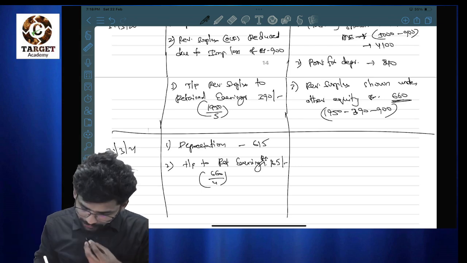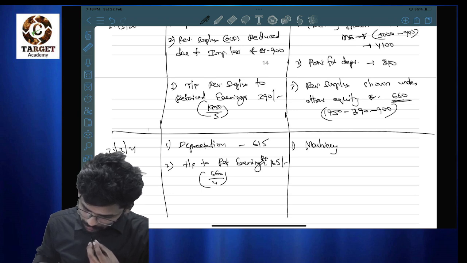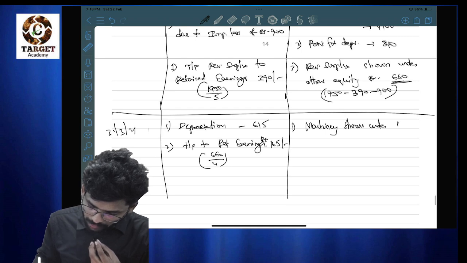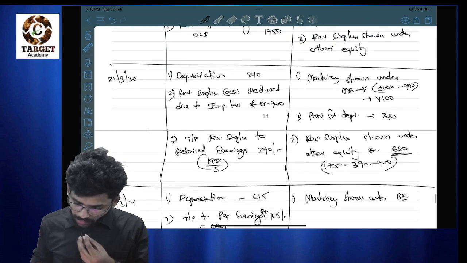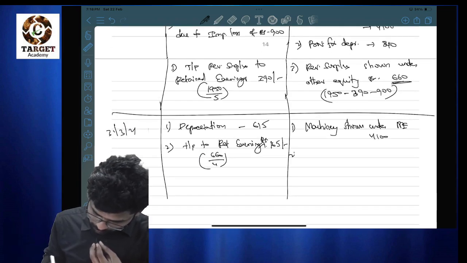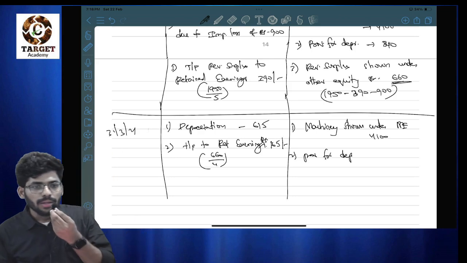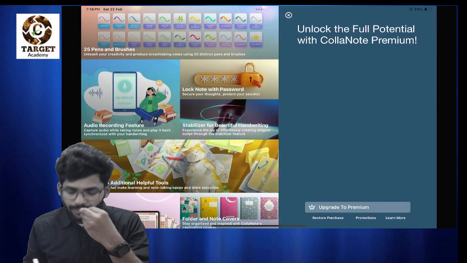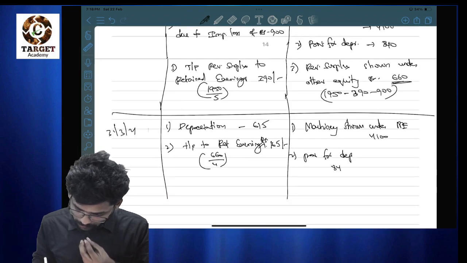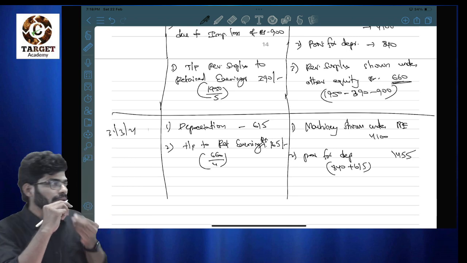Next, machinery value. Machinery shown under PPE. How much? 4,100. Provision for depreciation, how much? Last year 840 is already there. Current year 615. 840 plus 615, total 1455.